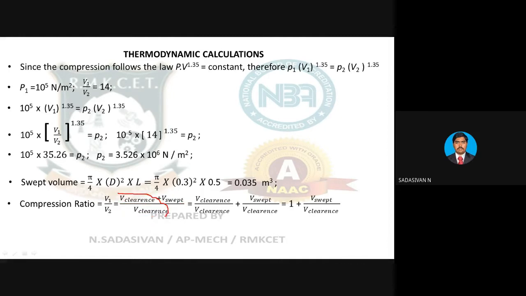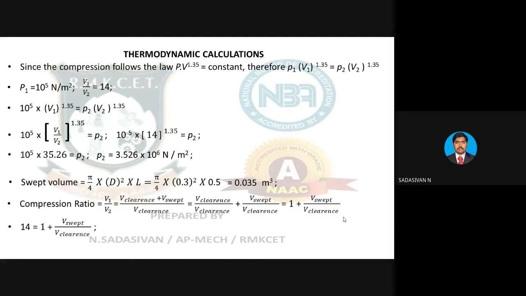Just take this and write, split it up into 2 fractions. So volume clearance by volume clearance plus volume swept by volume clearance. Therefore, the first term will become 1, so 1 plus swept volume by clearance volume. Okay, it's split up. So now I know what this is. The compression ratio is equal to V1 by V2, which is equal to 1 plus swept volume by clearance volume.